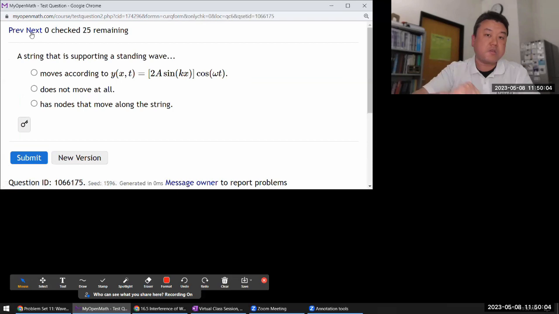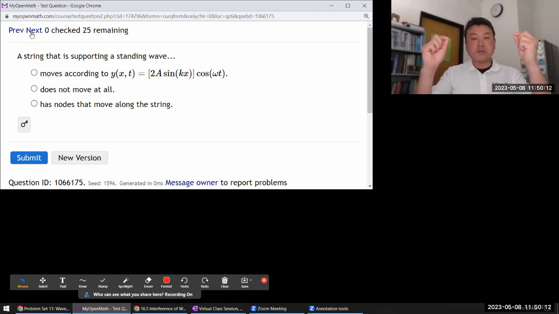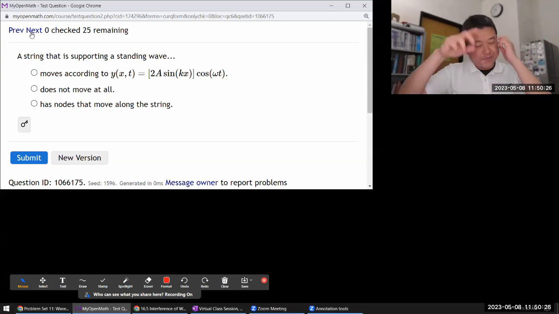It says a string that is supporting a standing wave. Okay, so I'm imagining having something stretched out. Can I do this here? Maybe I can do it with this string. Might be difficult. Let's see. I got a string, and you know what? I can't. Because it's not a spring, the resonance frequency is too high for me to do it by hand. You've seen plenty of demos.